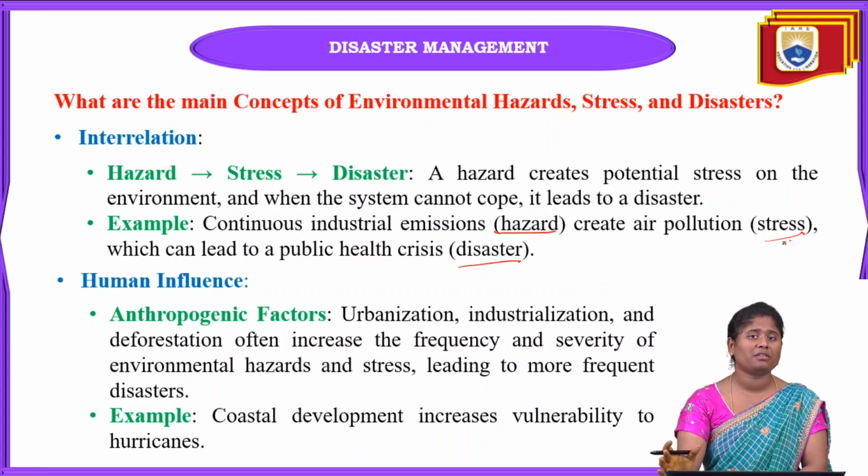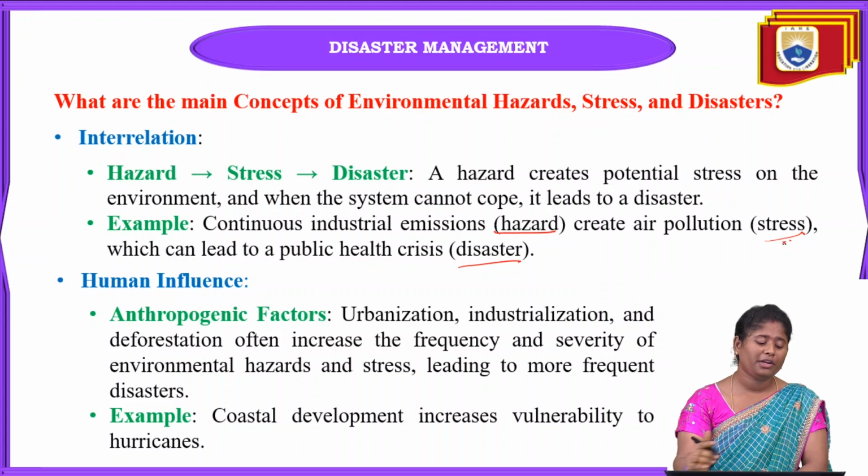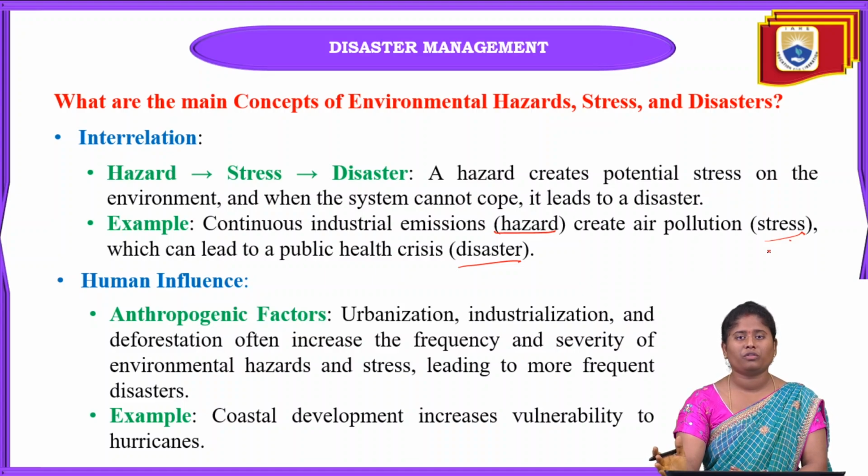When we pressurize the environment, the environment will give more and more disasters towards the earth. And next is, what is the main example of these anthropogenic factors? When we develop the coastal areas, it will increase the vulnerability to hurricanes also. So many people are willing to construct their houses nearby these coastal areas to see that view of the water bodies. When we develop these type of coastal areas, it will lead towards disasters like hurricanes and sometimes floods also.